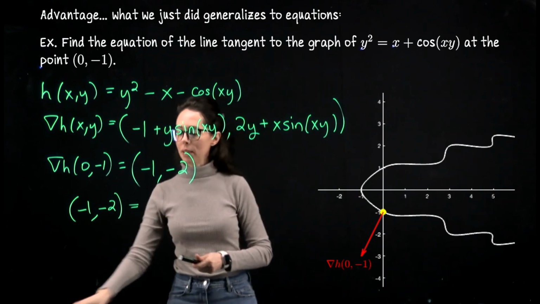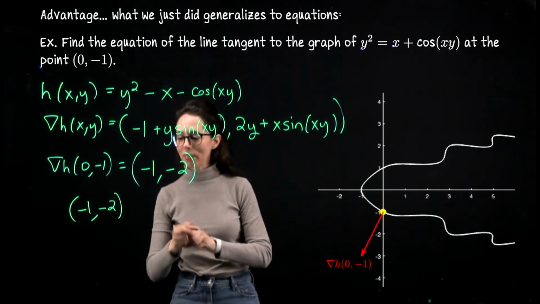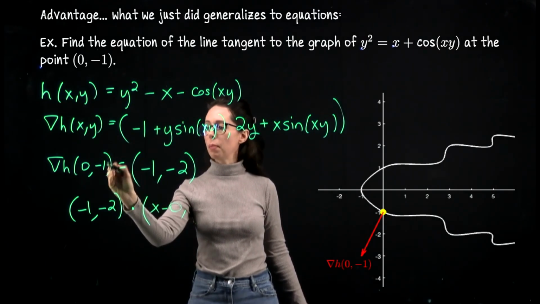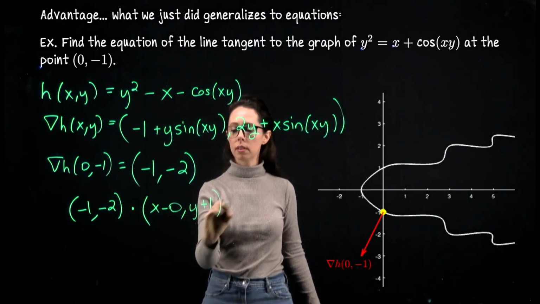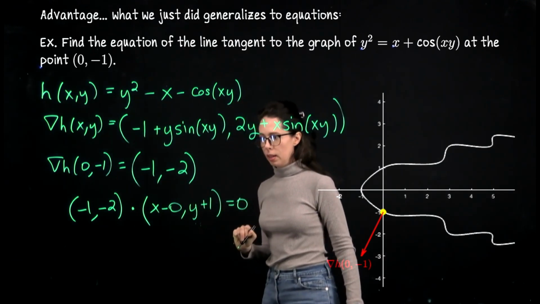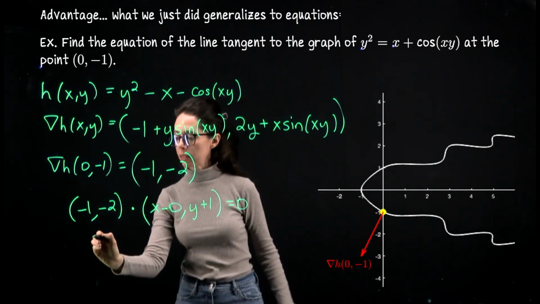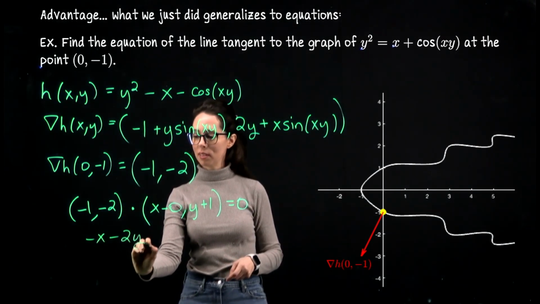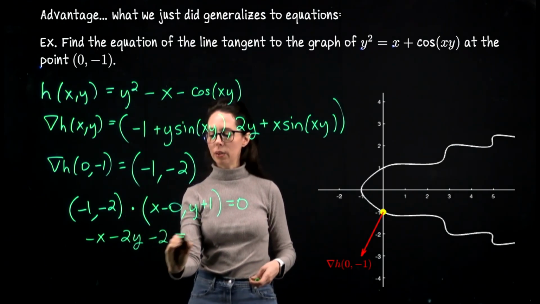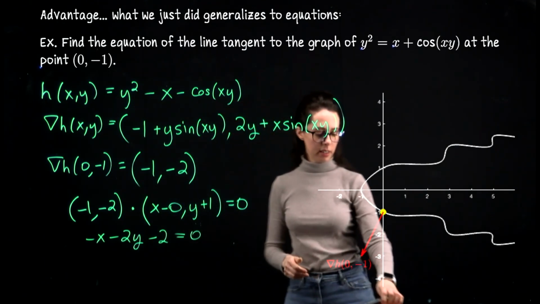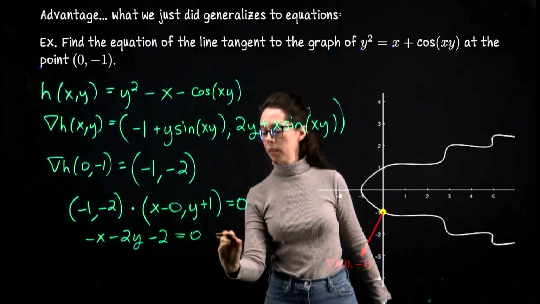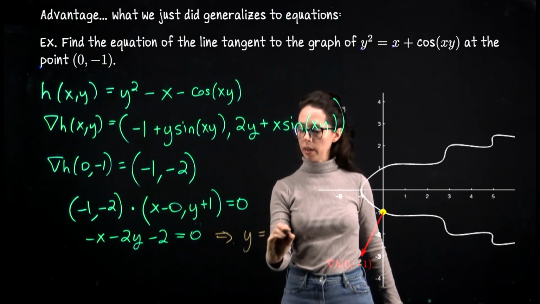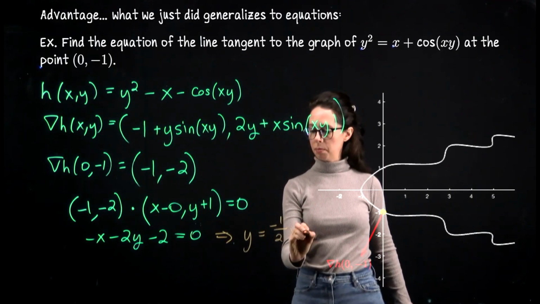Oops. I keep getting ahead of myself. It's going to be equal to 0. But first we have to dot it with (x minus 0, y minus -1), so y plus 1. All right, let me just expand everything. We'll get -x plus 0 minus 2y minus 2 equals 0. If you want to put it in a more traditional form, you could say y equals -1/2 x minus 1.